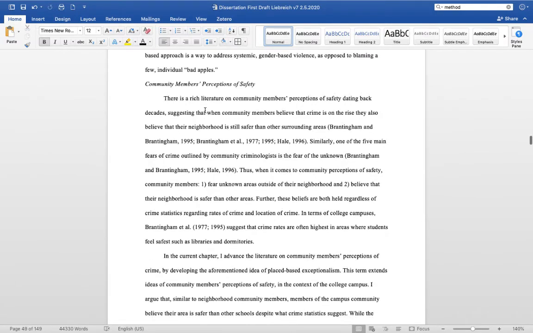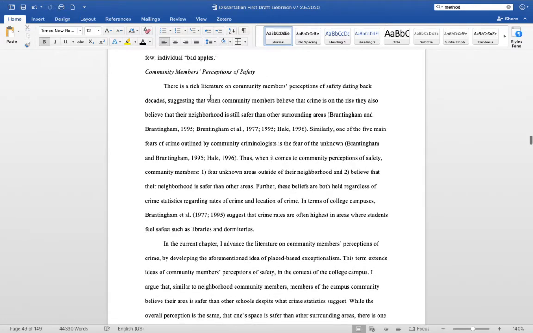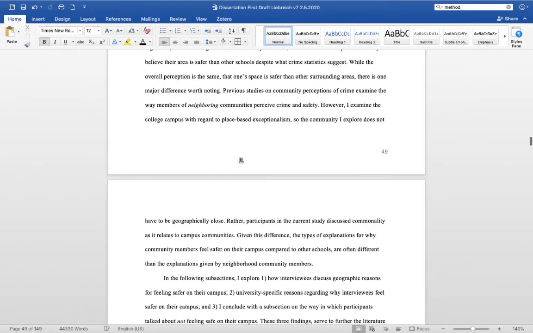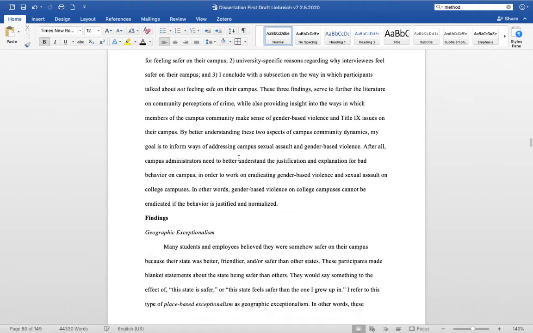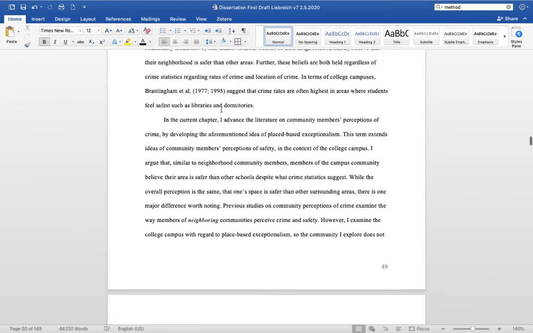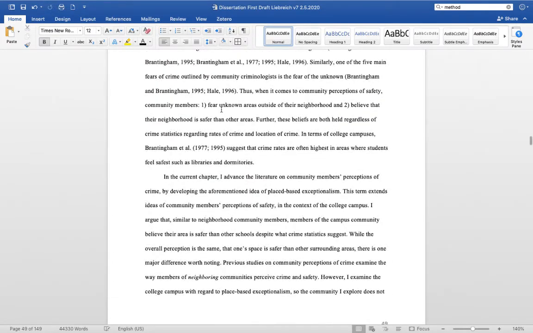All right. The next subsection of my literature review is community members' perceptions of safety. So this is criminology literature more broadly. And again, you see where I'm using different citations throughout this little subsection that's a few paragraphs long. And I'm not summarizing each scholarly article and moving on, right? Like I'm synthesizing all this criminological literature and talking about it all together, right? Not in sort of siloed ways.